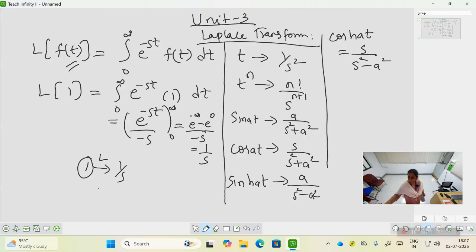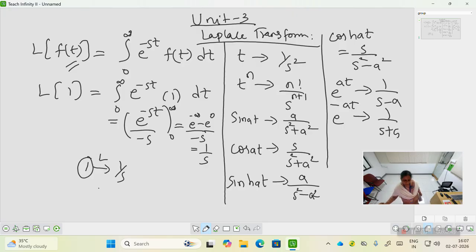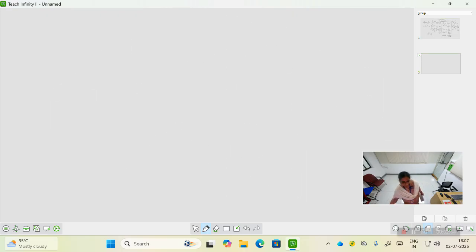What is the Laplace transform of e power at? 1 by s minus a. What is the formula for e power minus at? 1 by s plus a. These very basic formulas play an important role in solving many more complicated problems. Everyone should know these. Now, next I'll take you to the problems.